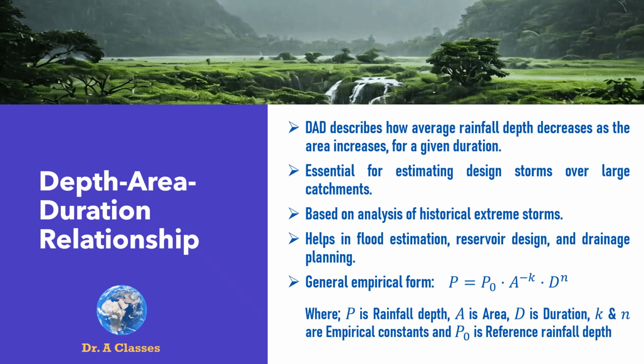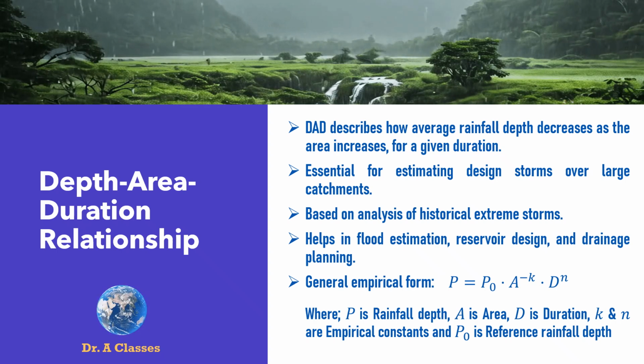Depth area duration relationship. The DAD relationship describes how the average rainfall depth decreases as the area over which the storm occurs increases for a given storm duration. In other words, while a small area may receive a very intense rainfall, spreading that same storm system over a large area usually results in a lower average rainfall intensity. This relationship is essential when estimating design storms, particularly over large catchments or river basins. Why?